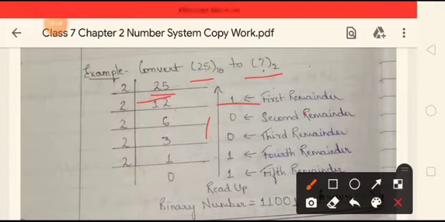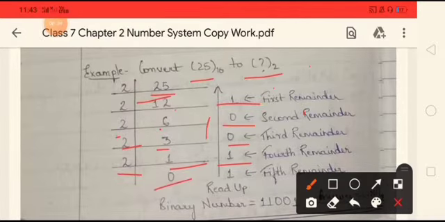Then we further divide this 12 by 2, and we get 6, with 0 as the remainder. Then we divide 6 by 2, and we get 3, again with remainder 0. Now 3 is divided by 2, because we have to follow these steps until the quotient is 0. We get 1 as quotient and 1 as remainder. Then we divide 1 by 2, giving quotient 0 and remainder 1.